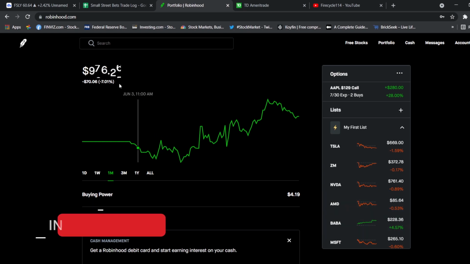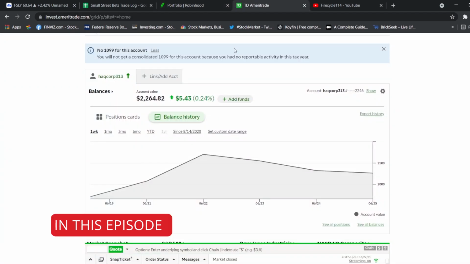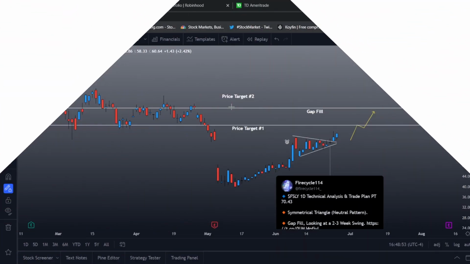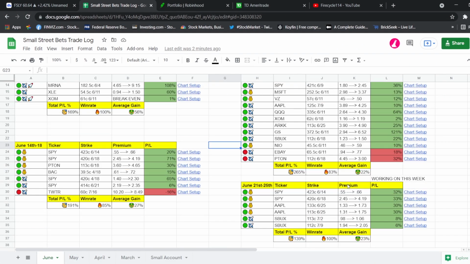And in this video I'll be recapping the public small account on Robinhood, as well as TD Ameritrade, and all the trades and some other setups and charts that I posted on Discord but did not alert. So let's start off with the first trade, which was SPY.